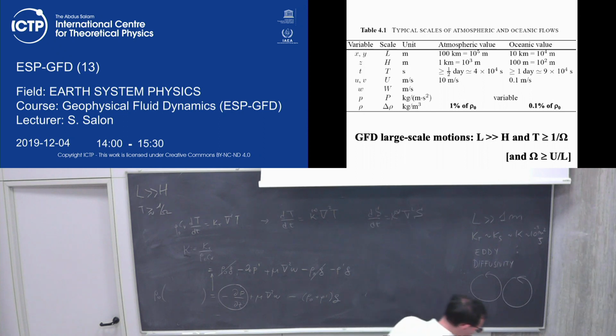Okay? So these are the hypotheses on which we will build a further simplification of our equations based on the typical scales of motion.